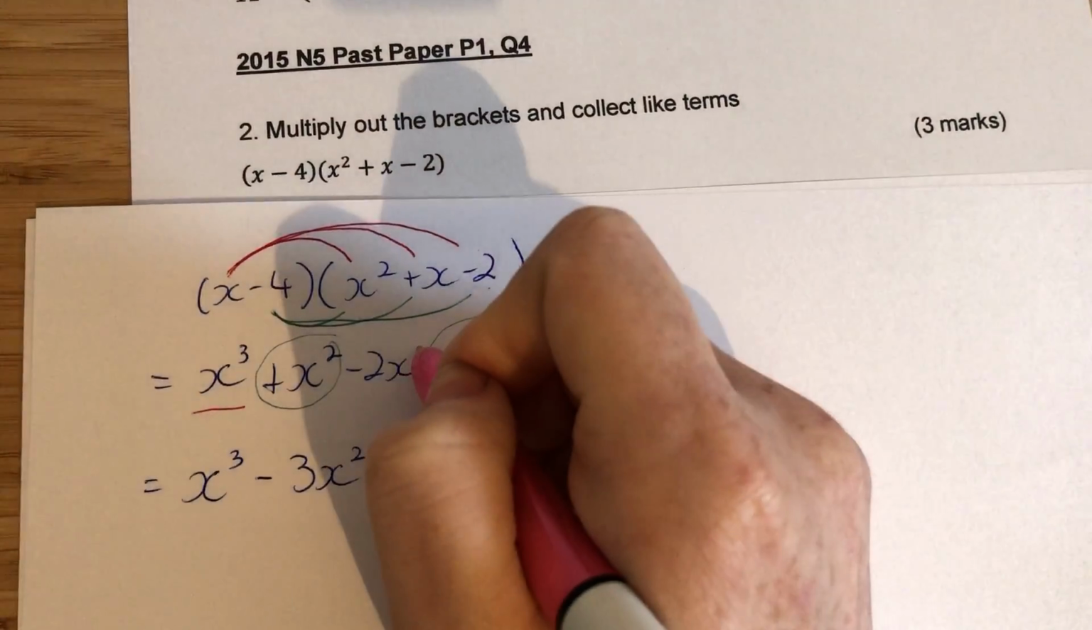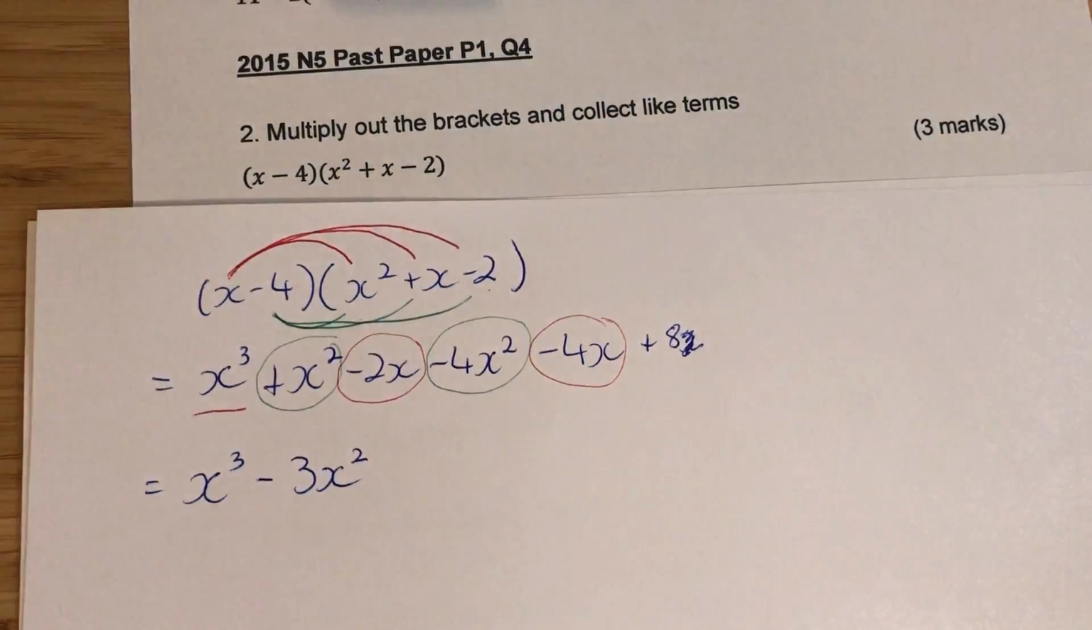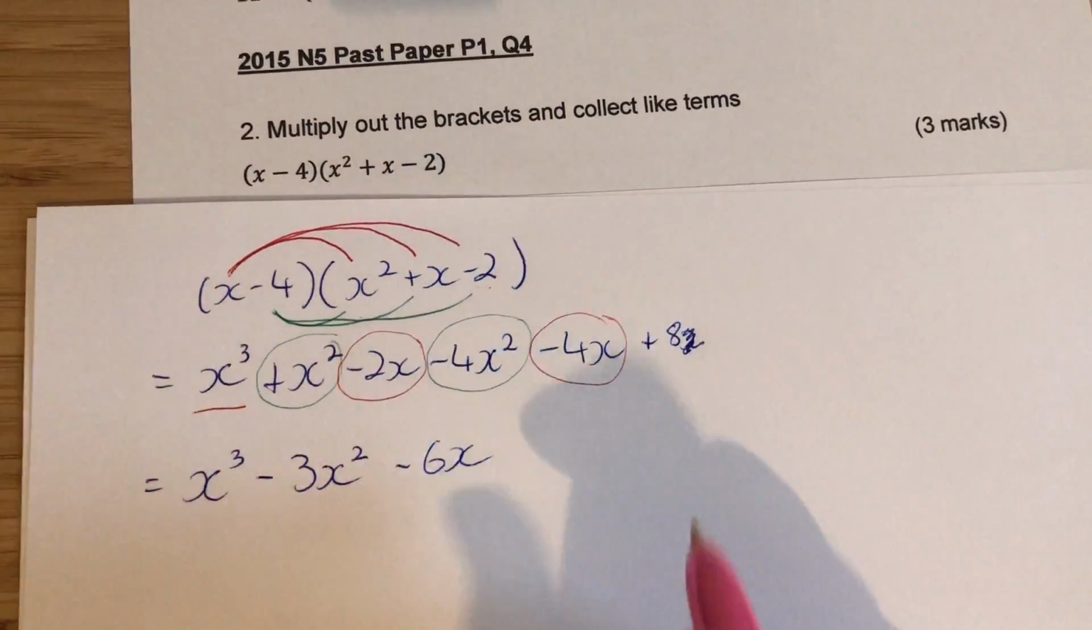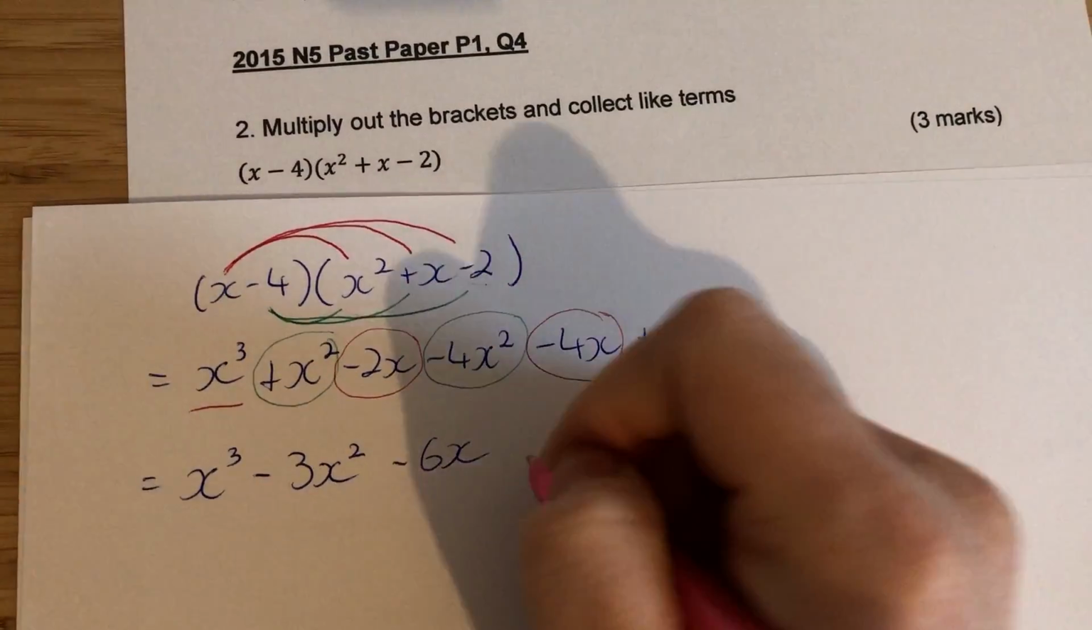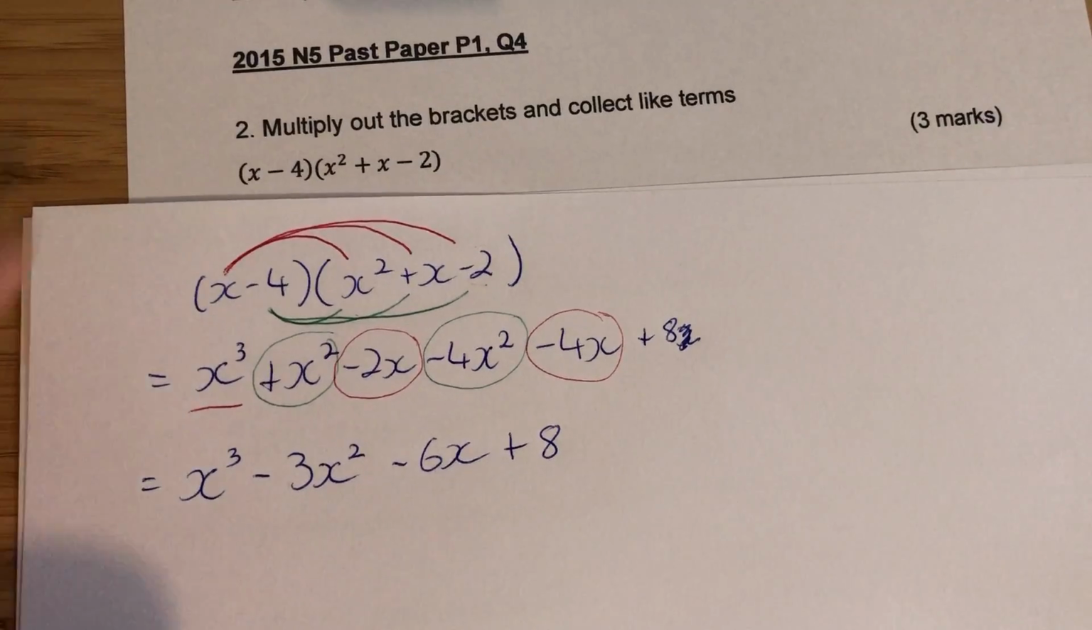Then I'm going to circle in red this time. We've got a minus 2x and a minus 4x, so that's going to be minus 6x. And there are no other constant terms, so it's just the plus 8 by itself at the end. That's it. I'm going to do one more example.